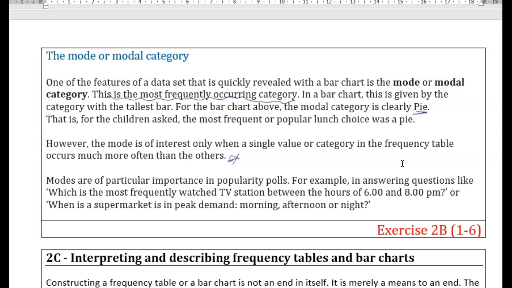So modes are of particular importance in popularity polls. For example, in answering questions like, which is the most frequently watched TV station between the hours of 6 and 8? Or when is the supermarket in peak demand, morning, afternoon, or night? So when we take the average, we think about the mean or the median, but you can't take the mean or median of categorical data. So we look at the mode. Okay, so mode is used mostly for categorical data to measure the most popular, or what most people like, basically.